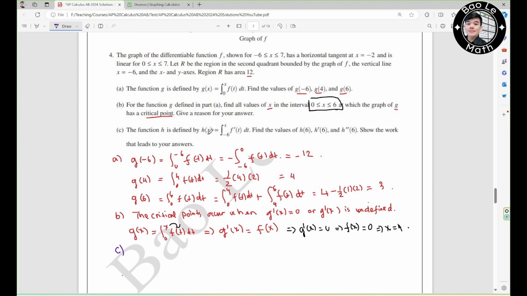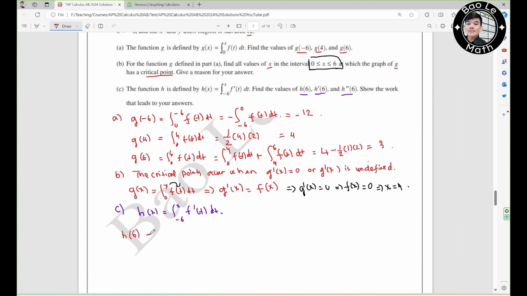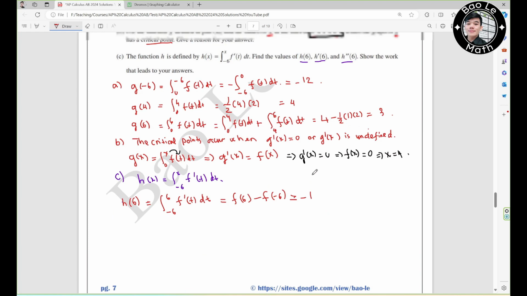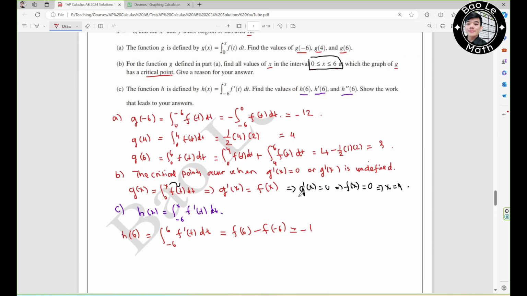The function h is defined by h of s equals the integral from -6 to s of f prime of t dt. Find the values of h of 6, h prime of 6, and h double prime of 6. h of 6 equals the integral from -6 to 6 of f prime of t dt. So by the fundamental theorem of calculus, we have f of 6 minus f of -6. f of 6 right here equals -1. f of -6 equals 0.5. So -1 minus 0.5, it's going to be -1.5.